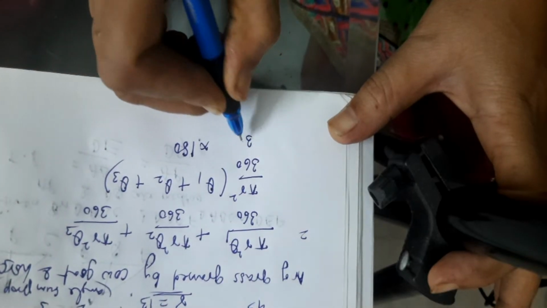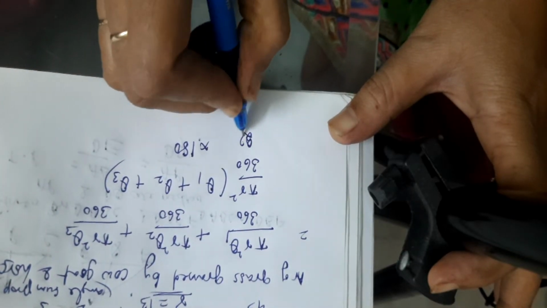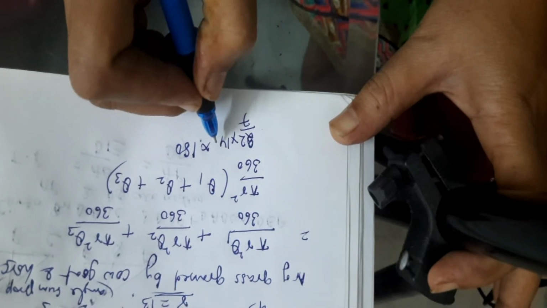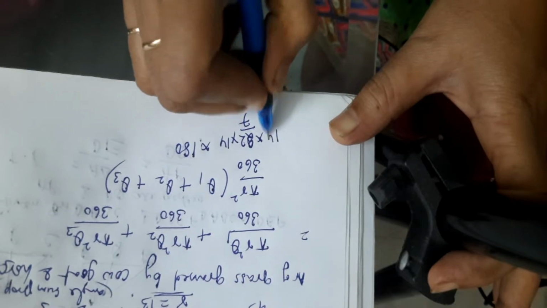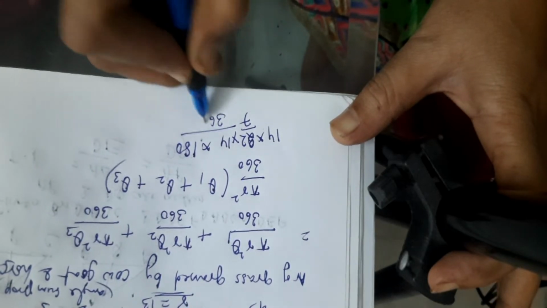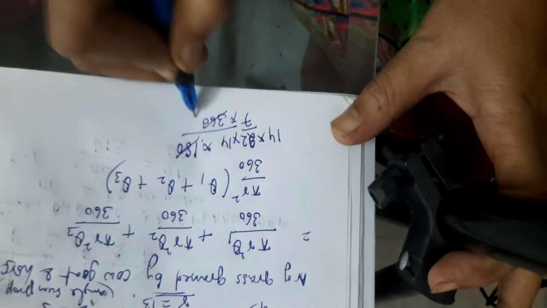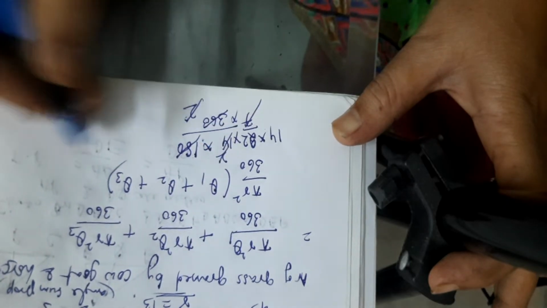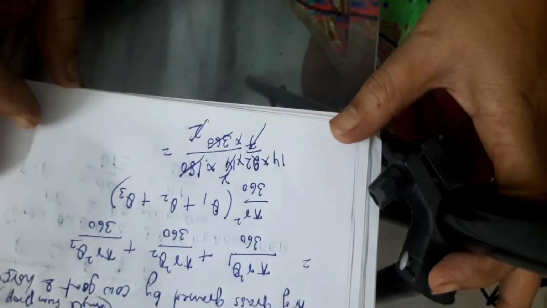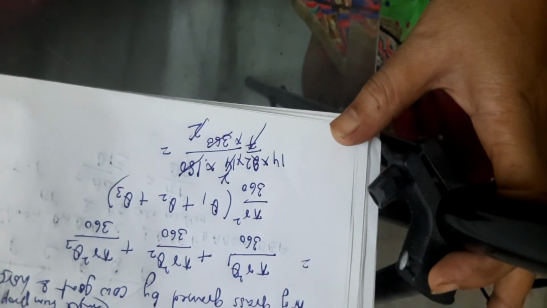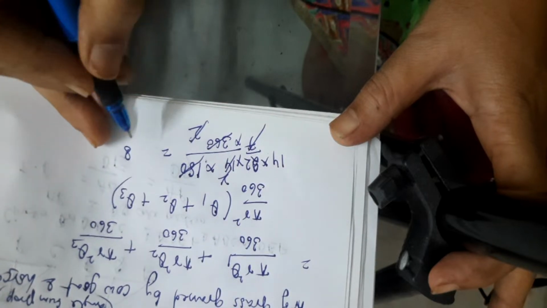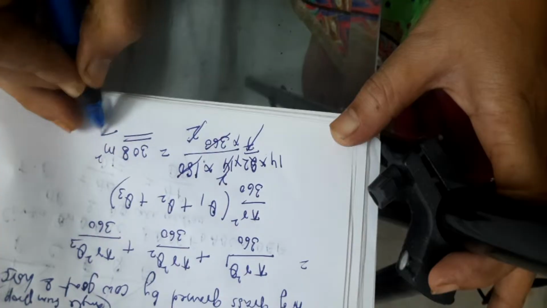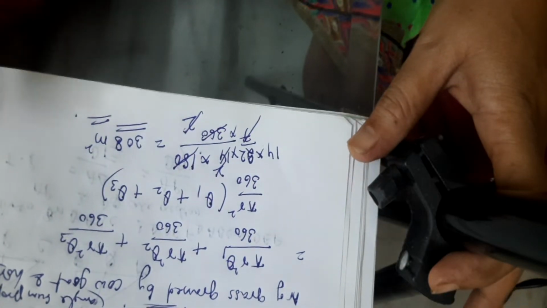Pi is 22 by 7. Radius is 14 as they are tied by the thread of 14. So one more time 14, whole multiplied by 180 divided by 360. 18 twos are 36, so 180 by 360 is half. 7 twos are 14. 2 got cancelled. Thus the final answer is 14 multiplied by 22, which is 308 meter square they are going to graze all together.